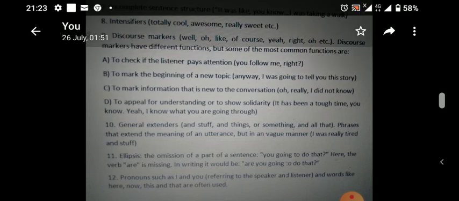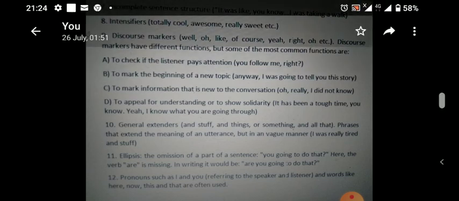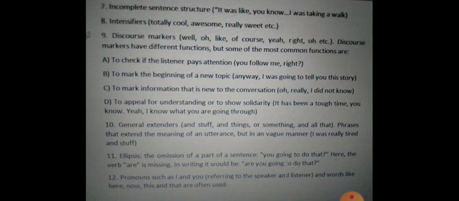And the next feature is pronouns such as I, you, referring to the speaker and listener. And words like here, now, this, and that are often used. So we can say that there would be higher use of personal pronouns in the spoken form of language, while in the written form of language there would be higher use of the nouns instead of pronouns.